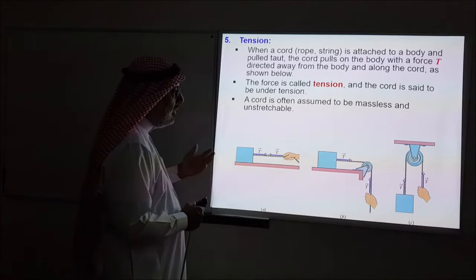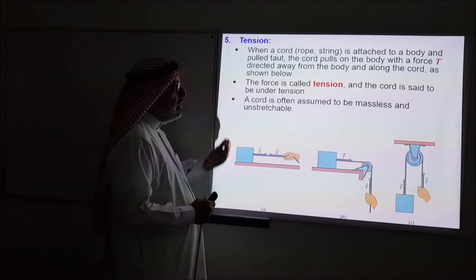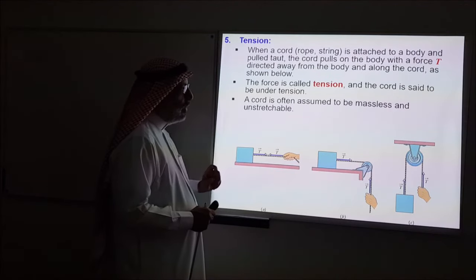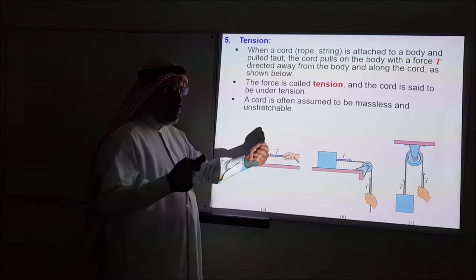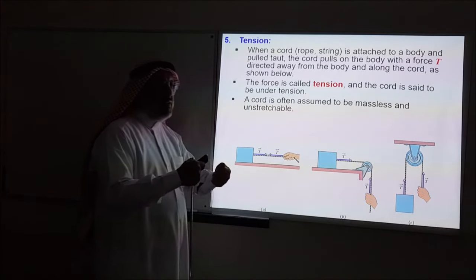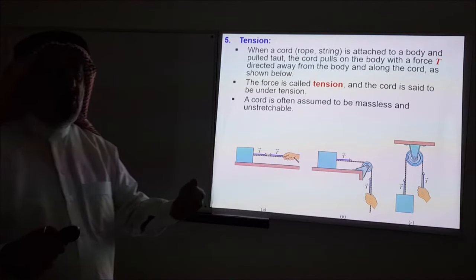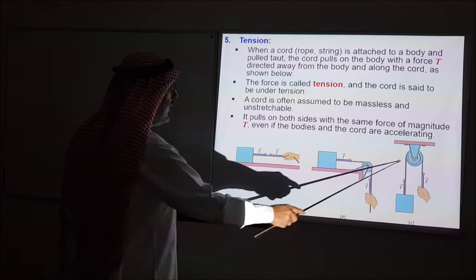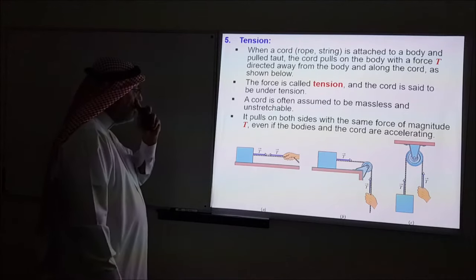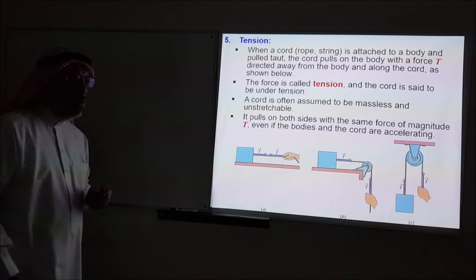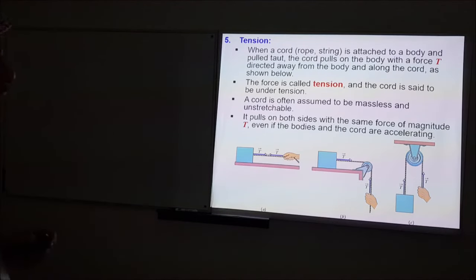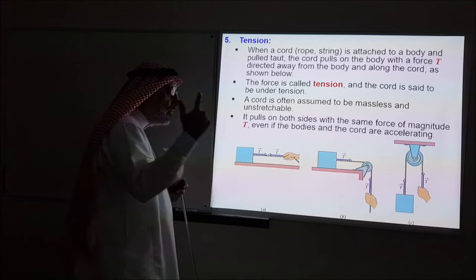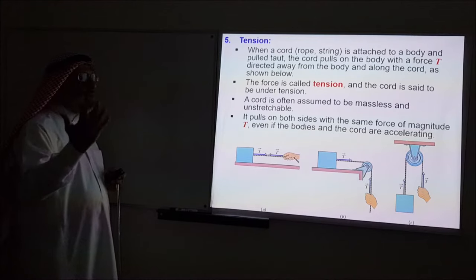What do you mean? Does it mean it doesn't have a mass? Definitely it has a mass. But what we are saying here is that the mass of the rope is negligible compared to the mass of the block. And we will assume it to be unstretchable, okay? It doesn't stretch, because if it stretches, then that will make the analysis of the forces very complicated. The cord pulls on both sides, like here, for example, on both sides with the same force of magnitude, even if the bodies and the cord are accelerating. So these are the five particular forces. We talked about the gravitational force, the weight, the normal force, the friction, and the tension.